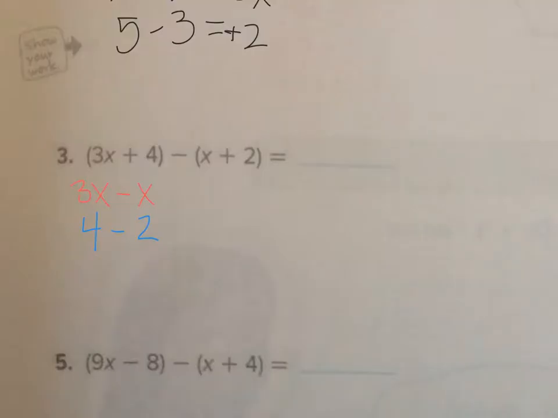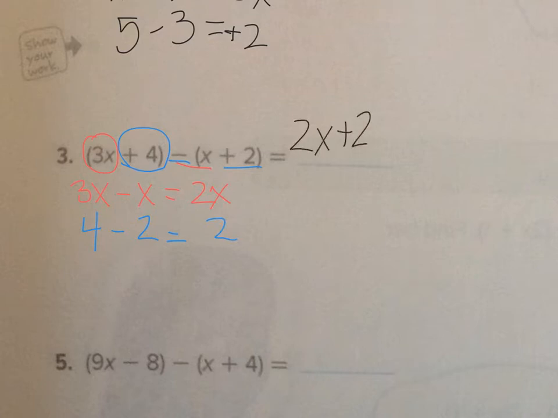As you can see, I already combined these terms down below. So when I take a positive 3x, subtracting a positive x, I have 3x minus x, which is 2x. And when I have a positive 4, subtracting a positive 2, 4 minus 2 I know is 2. And when I combine these, I get 2x plus 2.